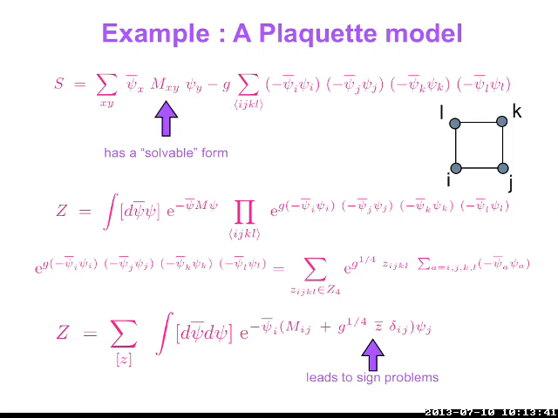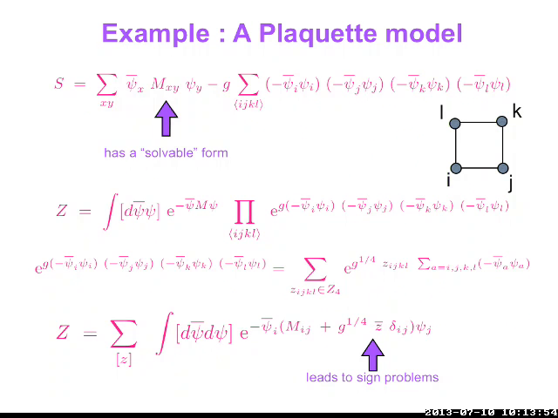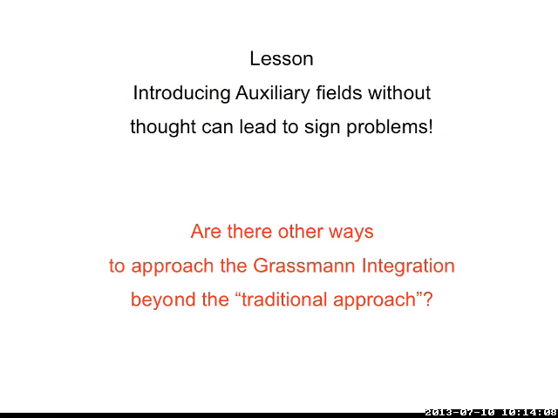So now I'm adding to this M a term that is non-zero on the diagonal entries, and that can fluctuate. So now I have all these non-zero entries that fluctuate quite rapidly, and so now this determinant is no longer positive. So that's a simple way in which introducing an auxiliary field to solve this problem introduces a sign problem. The lesson that we learn from this is that introducing auxiliary fields without some careful thought can lead to sign problems, and I will show you that this particular model actually has no sign problem to begin with.